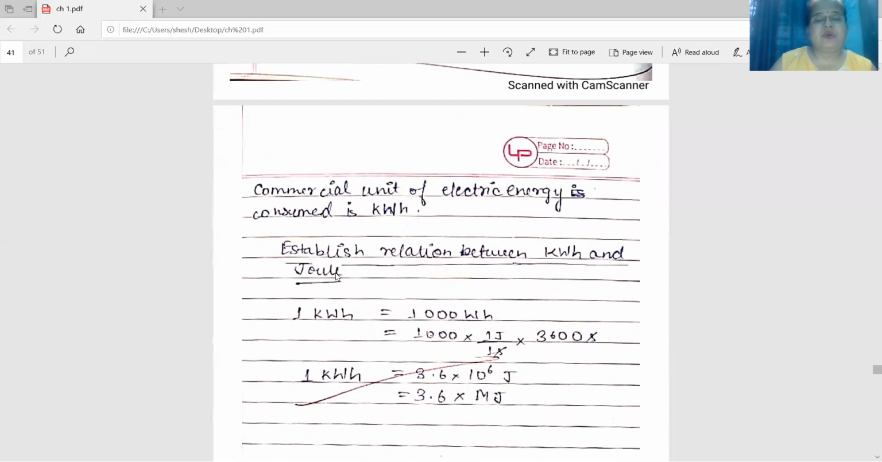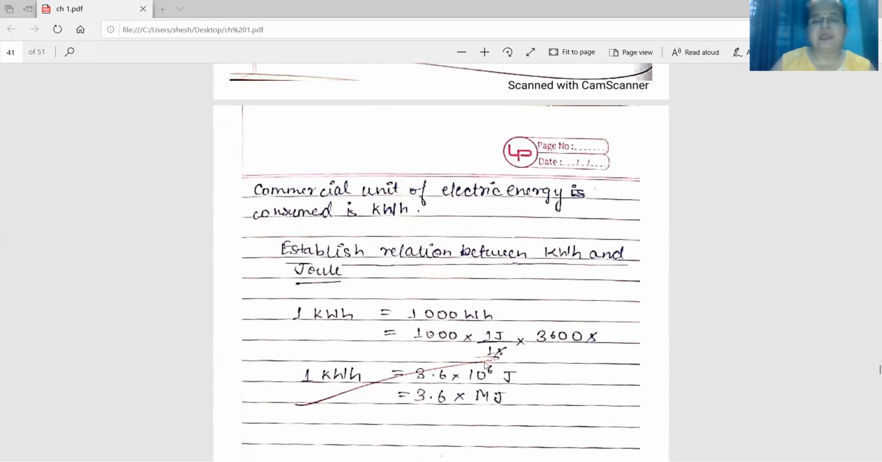You will be asked to establish the relation between kilowatt hour and joule. Joule is the unit of amount of heat produced, and kilowatt hour is the amount of electricity consumed. Now establish the relation between the two. Start with 1 kilowatt hour equals 1000 watt hour. In place of 1 watt, you can write 1 joule by 1 second. So it is 1000 into 1 joule by 1 second, and 1 hour is equal to 3600 second.